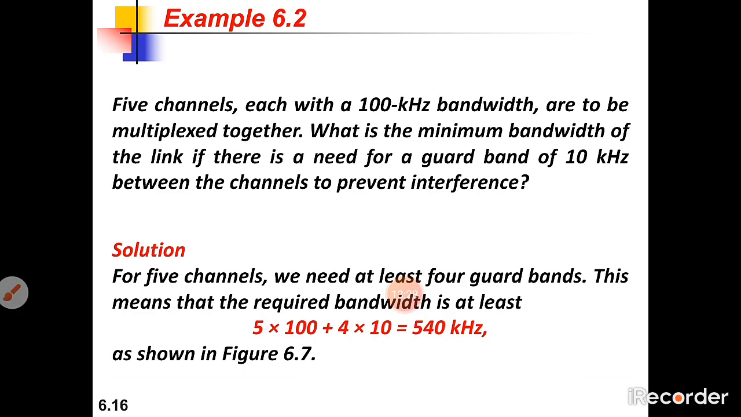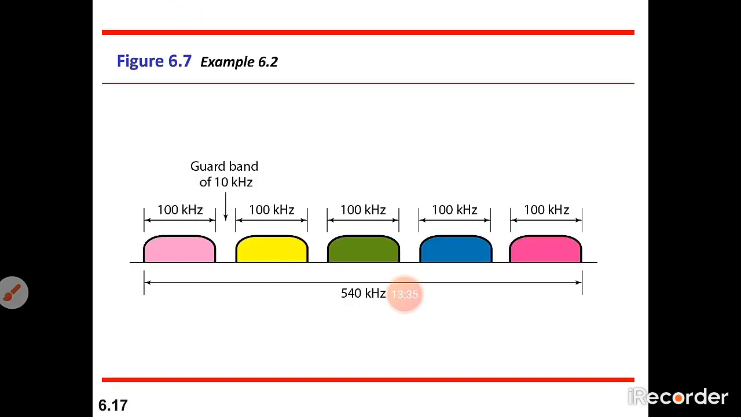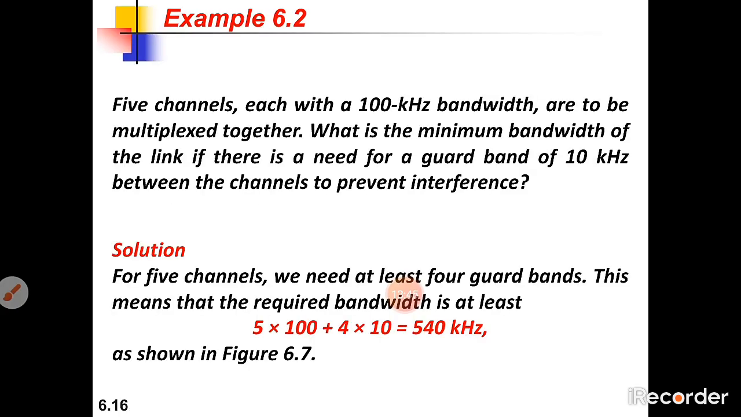There is another example here. There are a total of 5 channels, each with a bandwidth of 100 kilohertz: the first channel, second, third, fourth, and fifth. What is the minimum bandwidth of the link if there is a need for a guard band of 10 kilohertz? If you assign a guard band of 10 kilohertz for those channels, what is the minimum bandwidth?